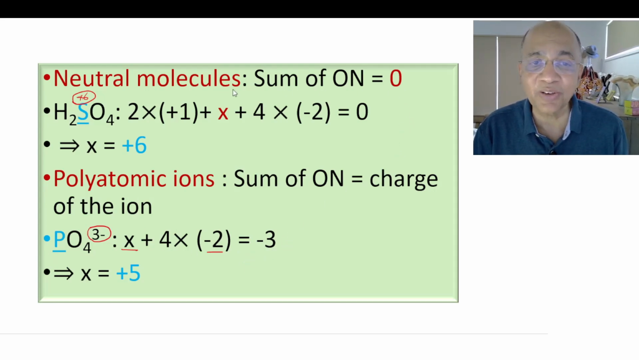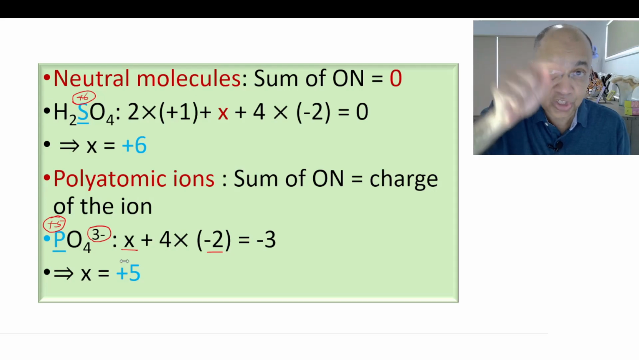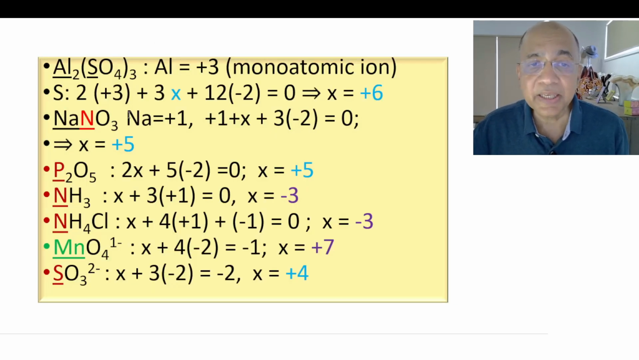It's not a neutral molecule like sulfuric acid. So -3, that comes X is equal to +5. X plus 4 times -2 is equal to -3, and that gives X is equal to +5. So phosphorus has an oxidation state of +5 in phosphate ion. Remember, this oxidation number is not the real charge. So put it inside a circle to distinguish between a real charge and a fake charge. This is a real charge, but this is a fake charge. Similarly, I have given some examples.